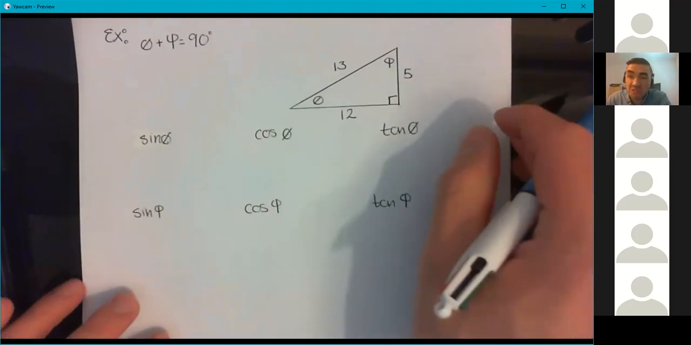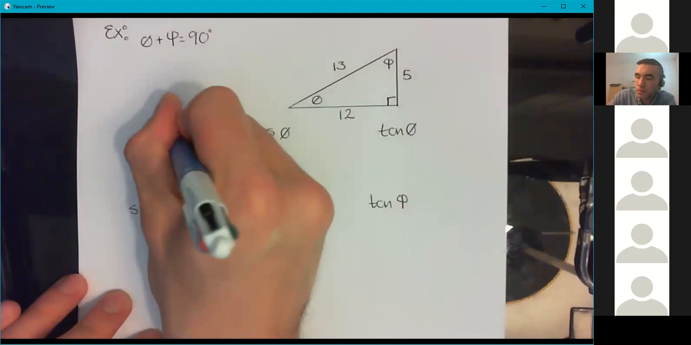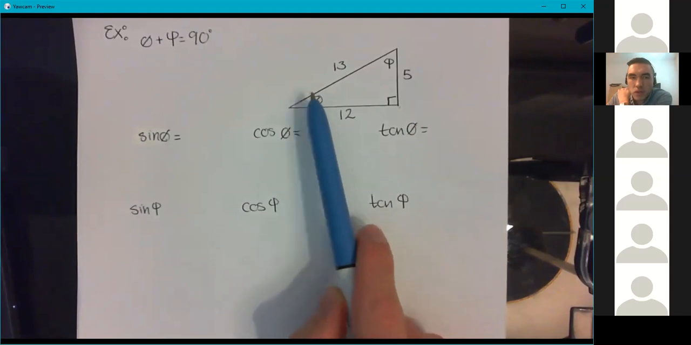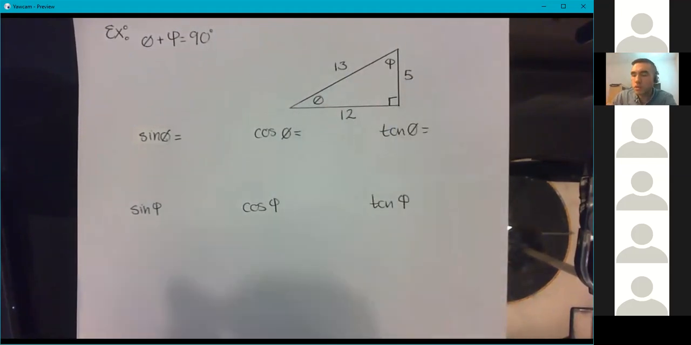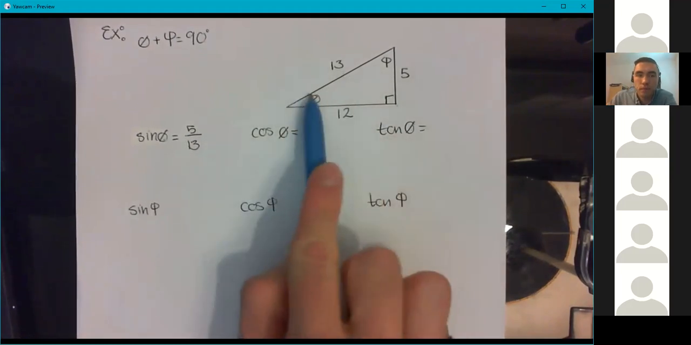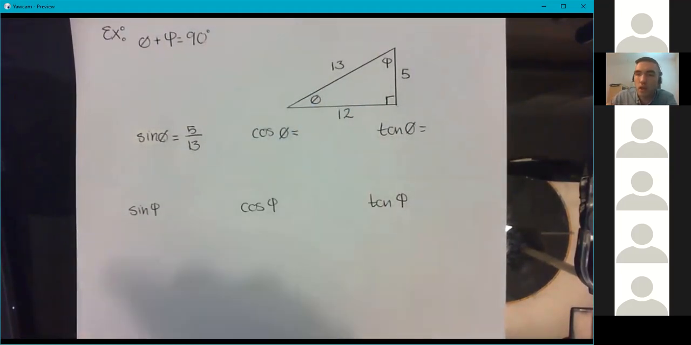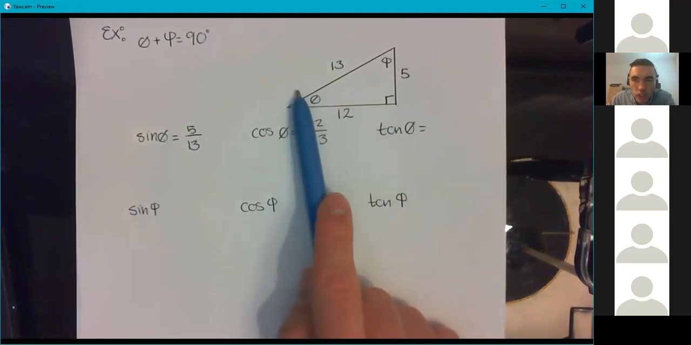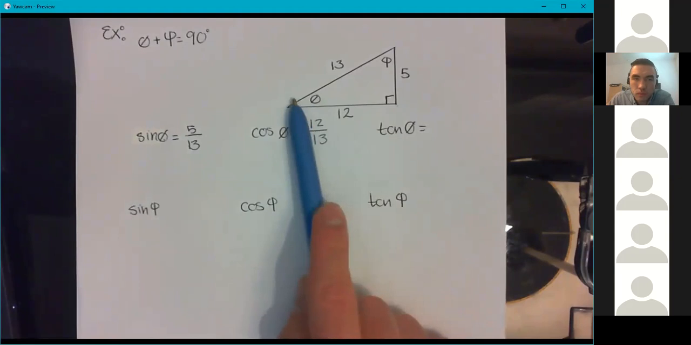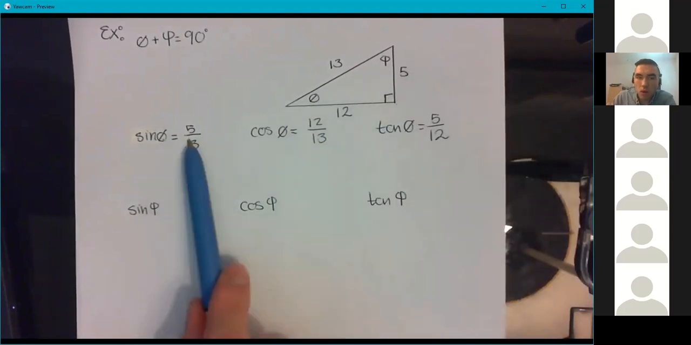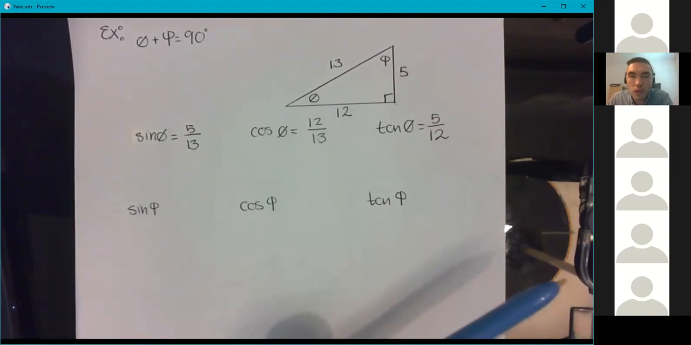And so for this first part, we're just going to write out all 6 of these ratios for this triangle. SOH CAH TOA. Sine is equal to what? Opposite over hypotenuse. From here, the opposite side is 5, and the hypotenuse is 13. Sine theta is 5 divided by 13. Up next, cosine theta. Adjacent over hypotenuse, 12 over 13. Tangent theta. What ratio is that according to SOH CAH TOA? Opposite over adjacent. 5 over 12. All 3 of these are correct trigonometric ratios.